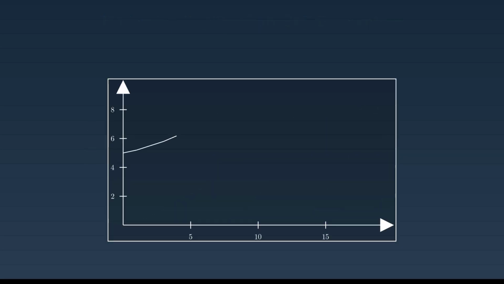Let's visualize how Parabolic SAR appears on a price chart with these default parameters. The Parabolic SAR appears as dots above or below the price. When the dots are below the price, it indicates an uptrend. When they're above, it signals a downtrend.